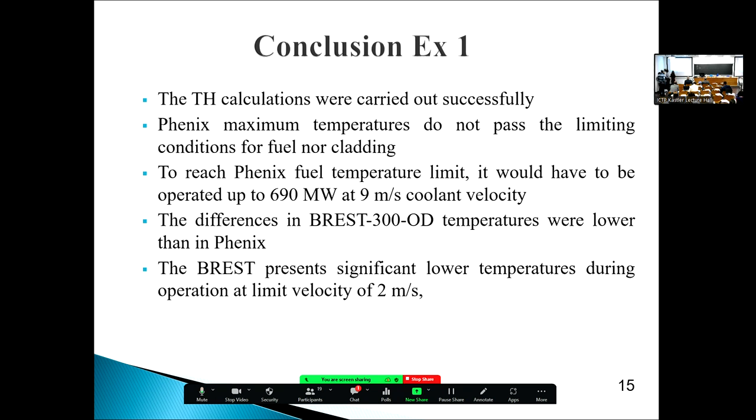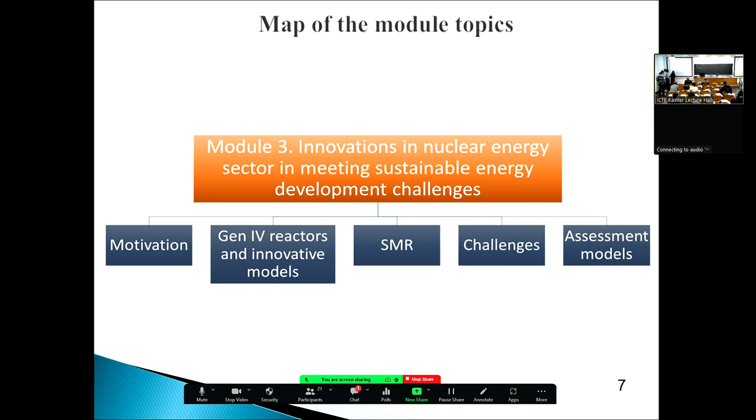To reach the Phoenix fuel temperature limit, it would have to be operated at up to 690 megawatt at 9 meter per second coolant velocity. That was the fixed coolant velocity, 9 meter per second, to see how far we can go. So up to 690 megawatt, we can safely operate the reactor. Next, the BREST temperatures were lower than Phoenix, as we said before. BREST presents significantly lower temperature during operation at a limit velocity of 2 meter per second. The higher the velocity, the higher the heat transfer, and the lower the final temperature. Okay, so thank you. The next up will be presented.